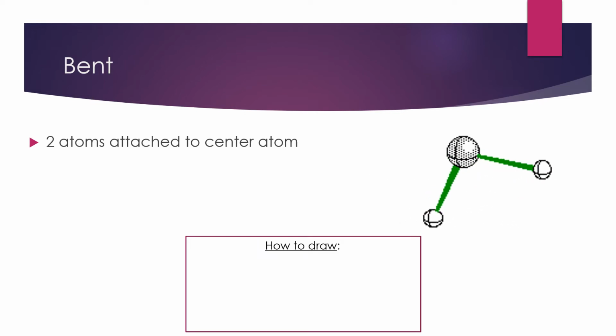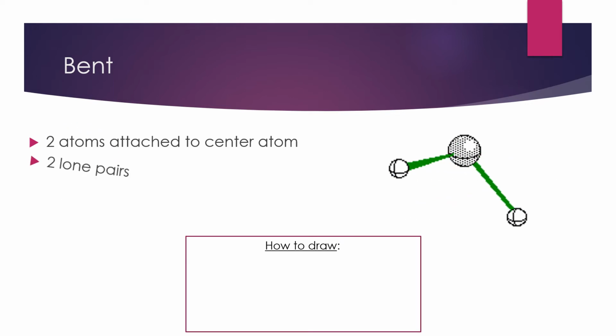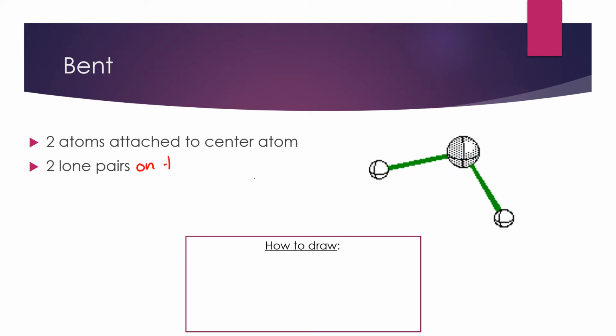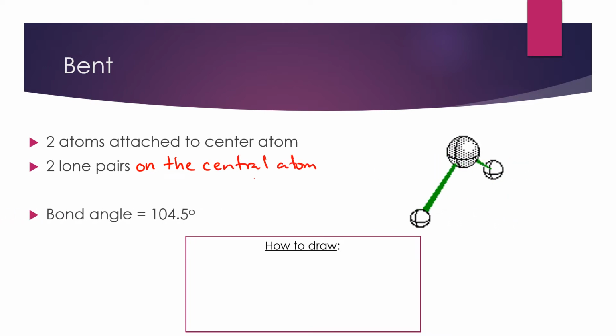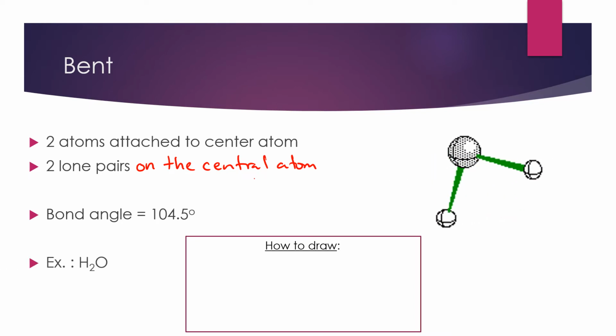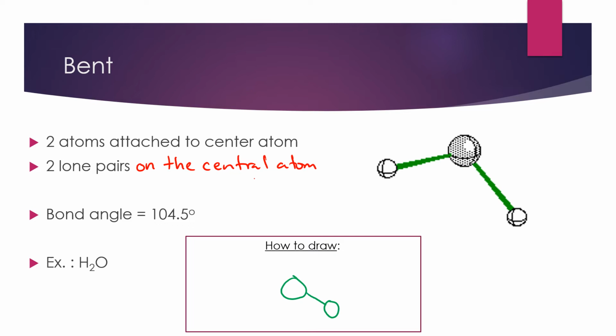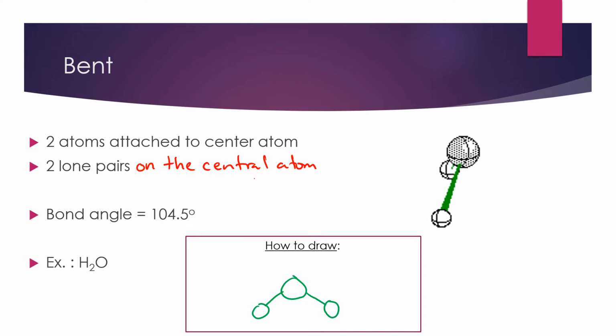Bent. So bent is two atoms attached to the center atom, similar to linear, but it has two lone pairs on the central atom. The bond angle is 104.5 degrees. And our example would be water. So to draw this out, y'all, again, I'm going to draw it like so, and then I'm going to note the angle here.